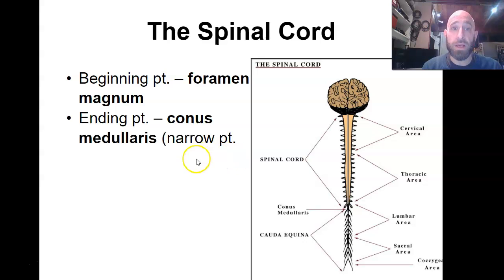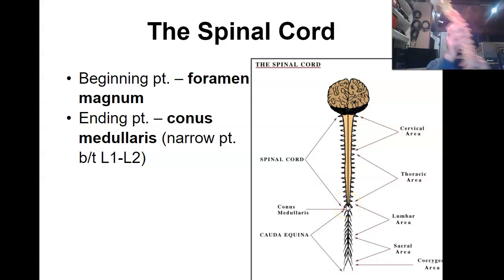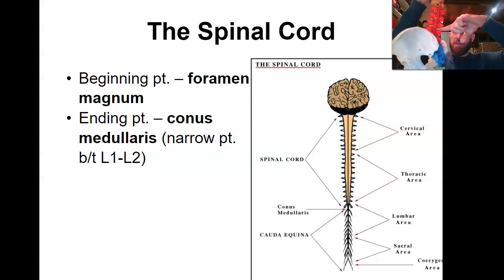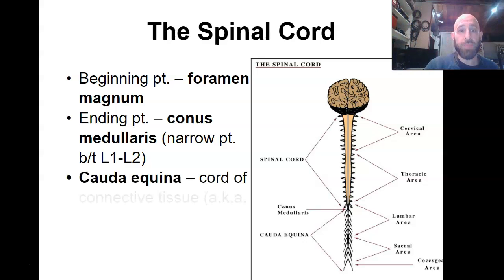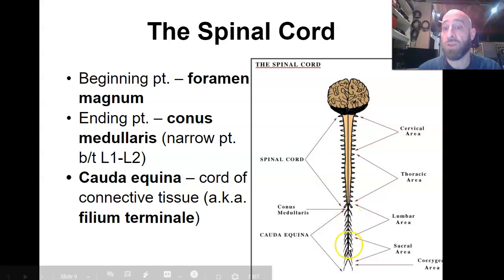The ending point is known as the conus medullaris, and the conus medullaris is about the L1, L2. So that does not go all the way down, and that's pretty interesting about your spinal cord. It actually ends right about here. And then there's an extension coming off of it, which comes off the bottom, which has a special name called the cauda equina. So the cauda equina is this extension coming off of the base of the spinal cord where you have connective tissue, but you also have nerves coming off of that.